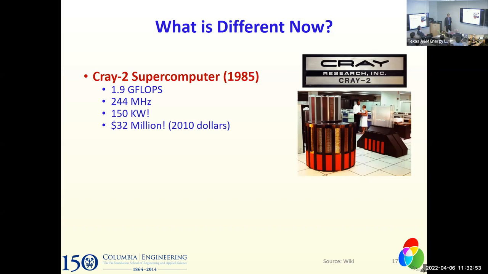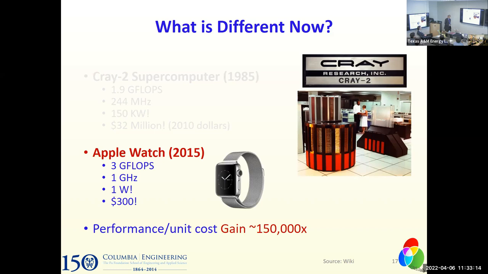And it cost a pretty penny, $32 million in today's dollars, and half of that in 1985 dollars. So what would Cray look like today? Okay, so this is Cray in 1985. So let me show you Cray, my Apple Watch. In fact, this is the old version, this is the most recent version. Apple Watch is more powerful than Cray on all those metrics. Not only that, it consumes just 1 watt of power and costs roughly $300 to $400.